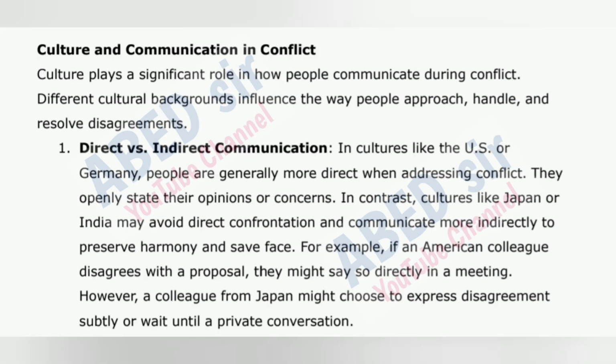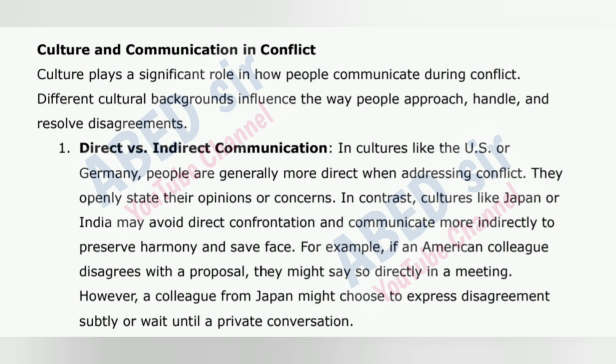Culture and communication in conflict. Culture plays a significant role in how people communicate during conflict. Different cultural backgrounds influence the way people approach, handle, and resolve disagreements.